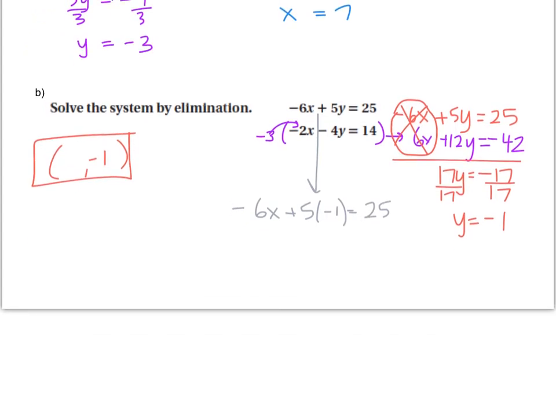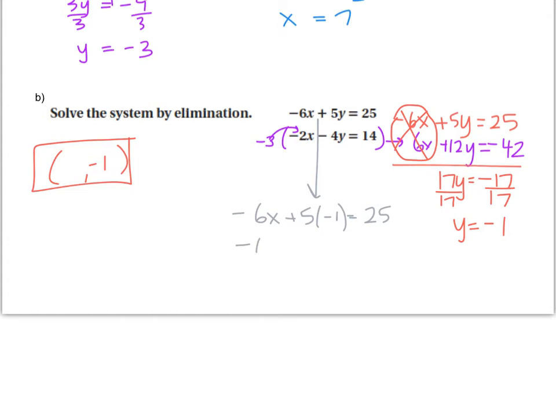Negative 6x minus 5 equals 25. I'm not going to show the inverses, but I'll say them. I'm going to add 5 to both sides. So I get negative 6x equals 30. I'm going to divide by negative 6, so I get x is negative 5. So the x value of the intersection point is negative 5.